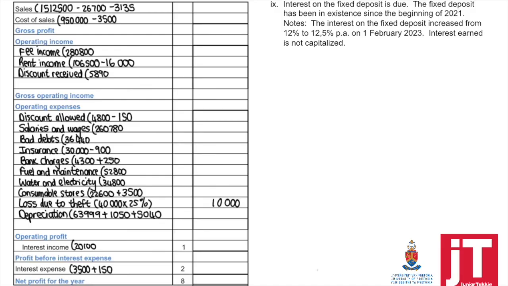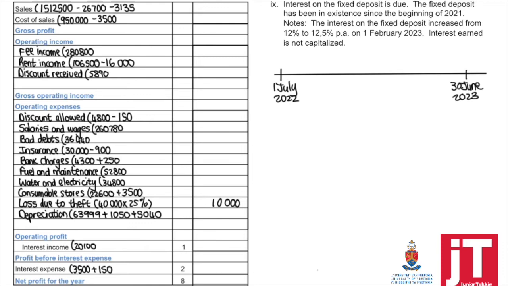Then, interest on fixed deposit is due. The fixed deposit has been in existence since the beginning of 2021. Note, the interest on the fixed deposit increased from 12% to 12.5% per annum on the 1st of February 2023. Interest earned is not capitalized. Now that doesn't really matter in completing the statement of comprehensive income. It's irrelevant if interest is capitalized or not. I need to show what is my interest income on my fixed deposit for this accounting period.